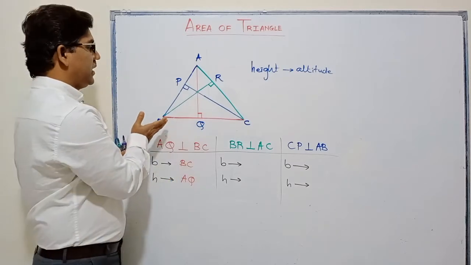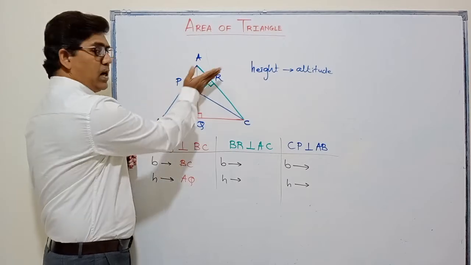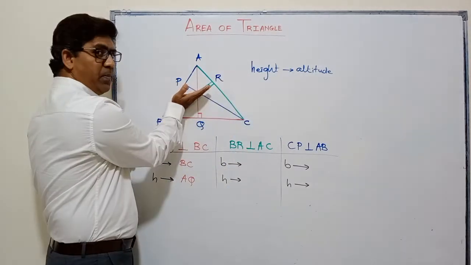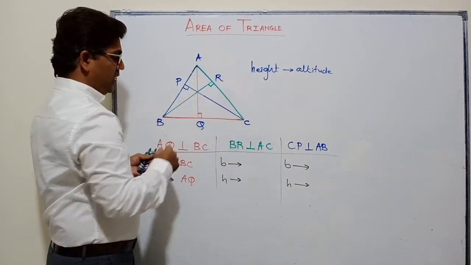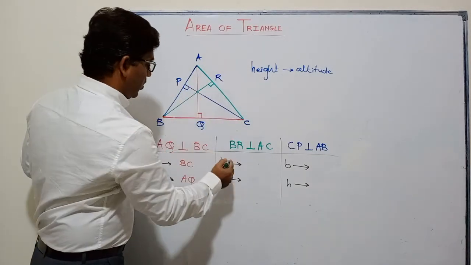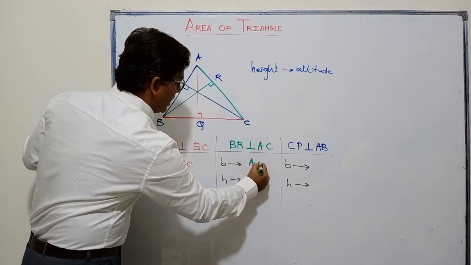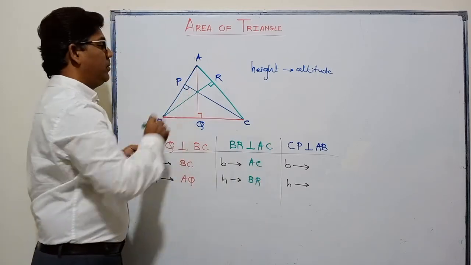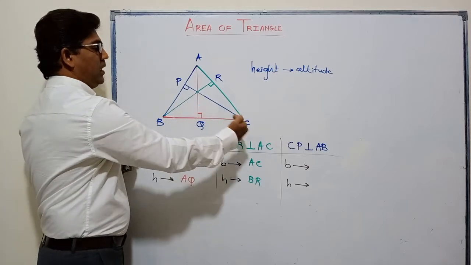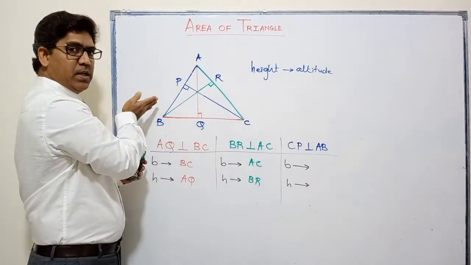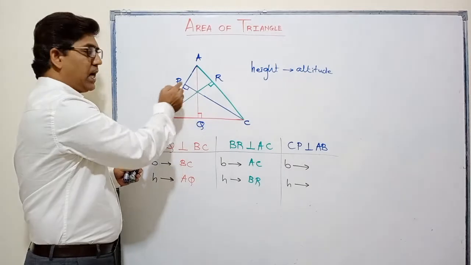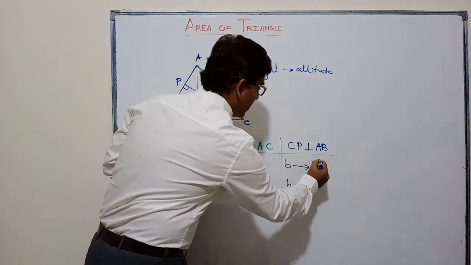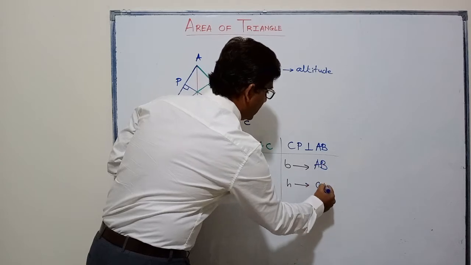Similarly, if you look at the green lines, BR is perpendicular to side AC. So BR will be my height and AC will be the base. Lastly, look at the blue lines. CP is perpendicular to side AB. So CP will become the height and AB will become the base.